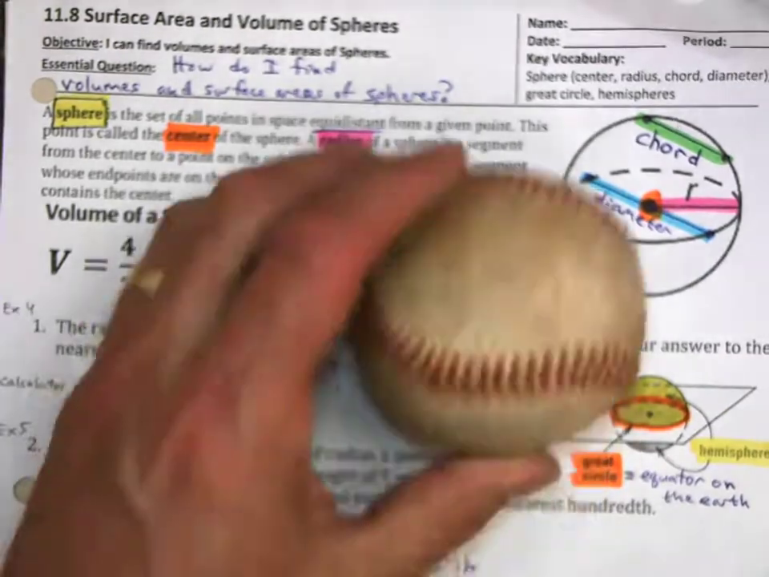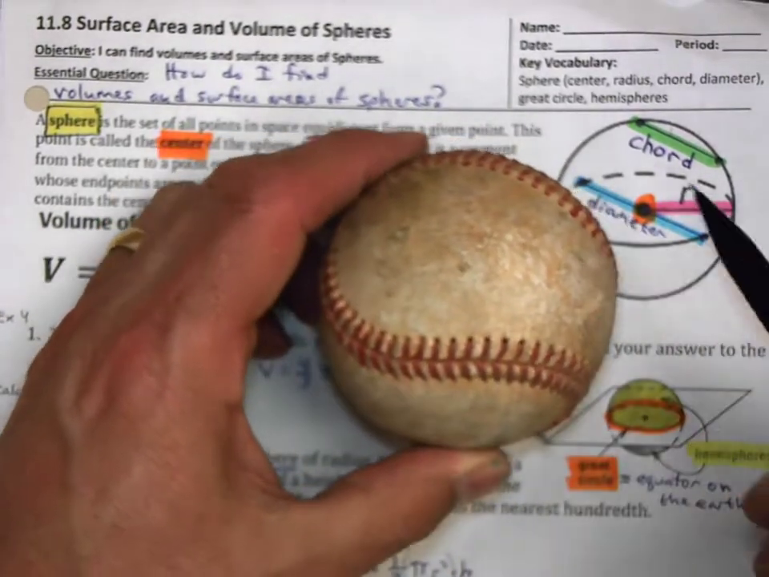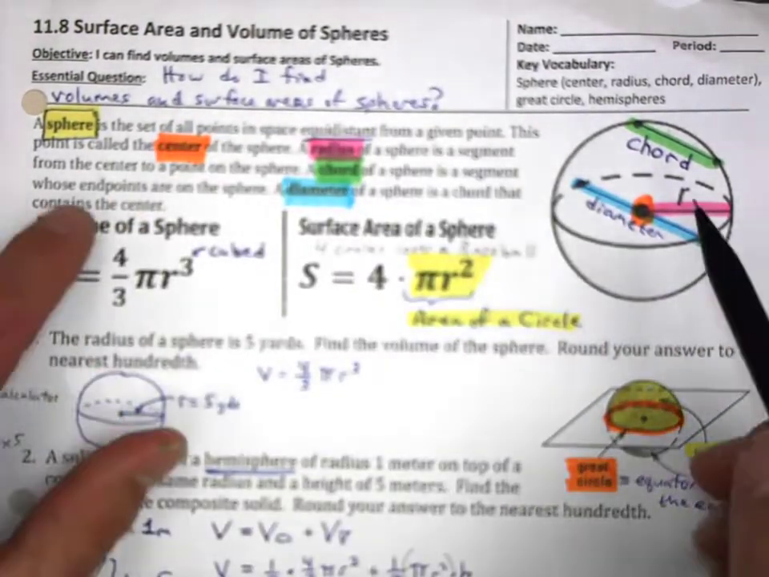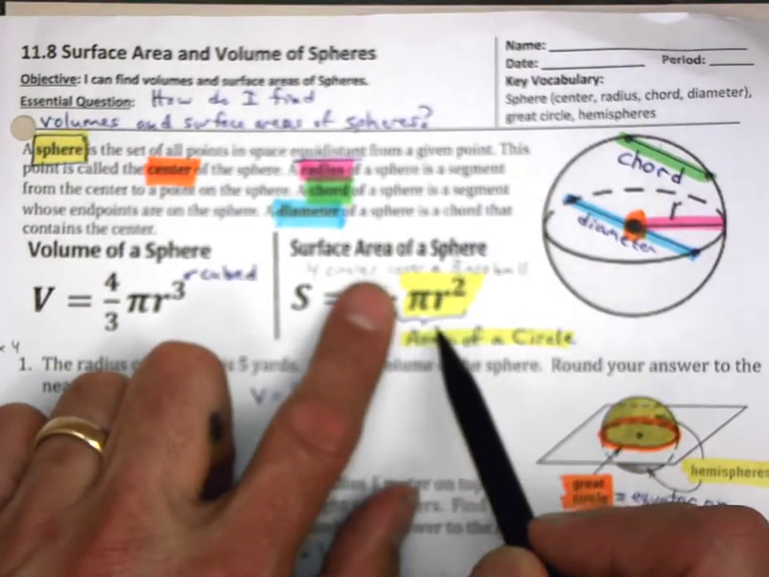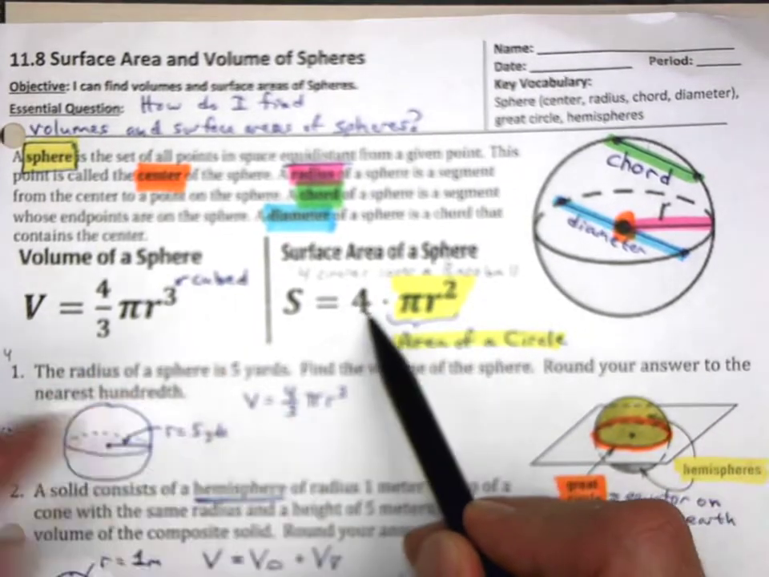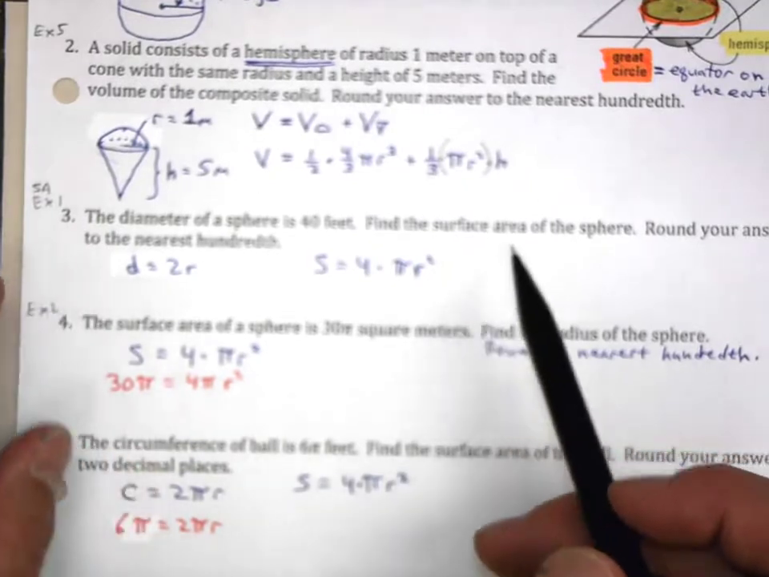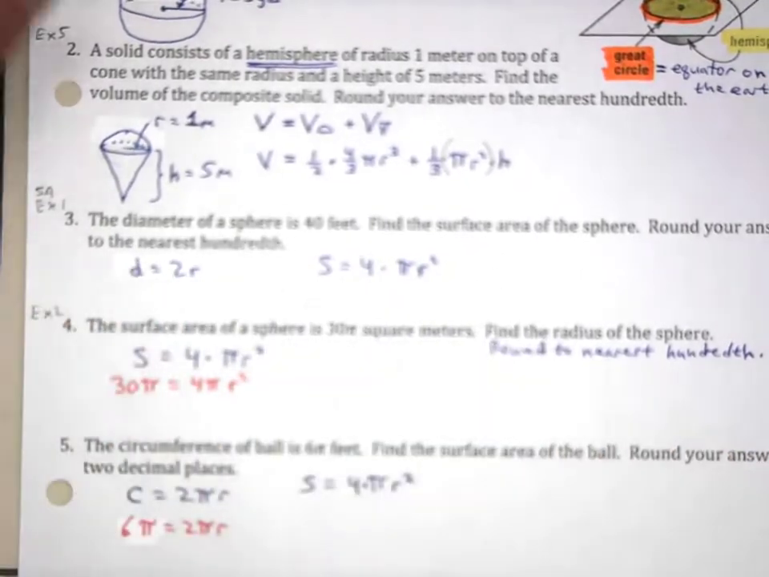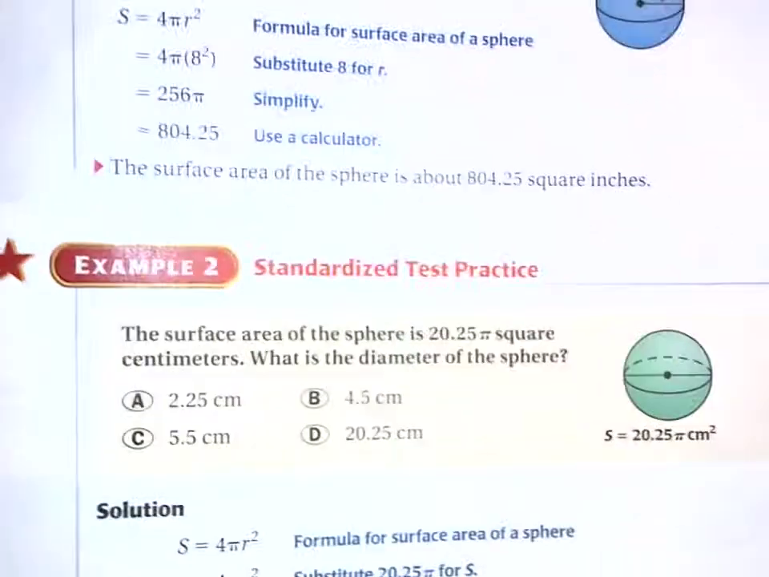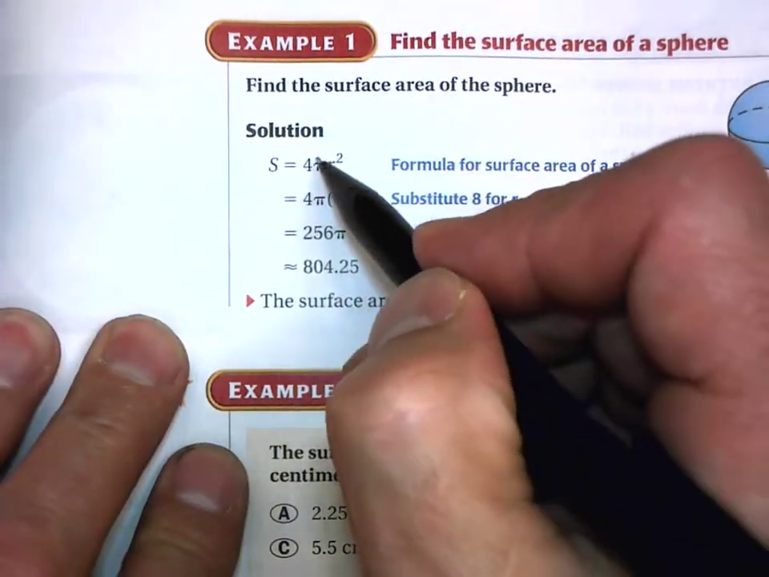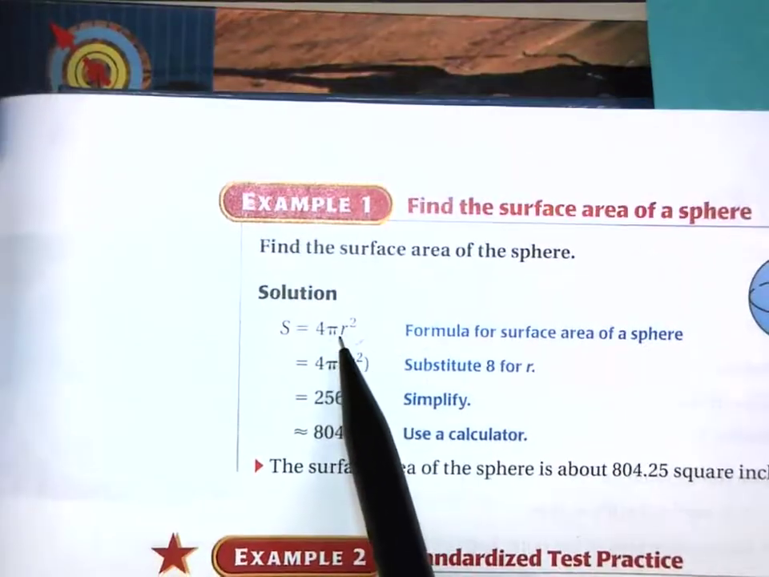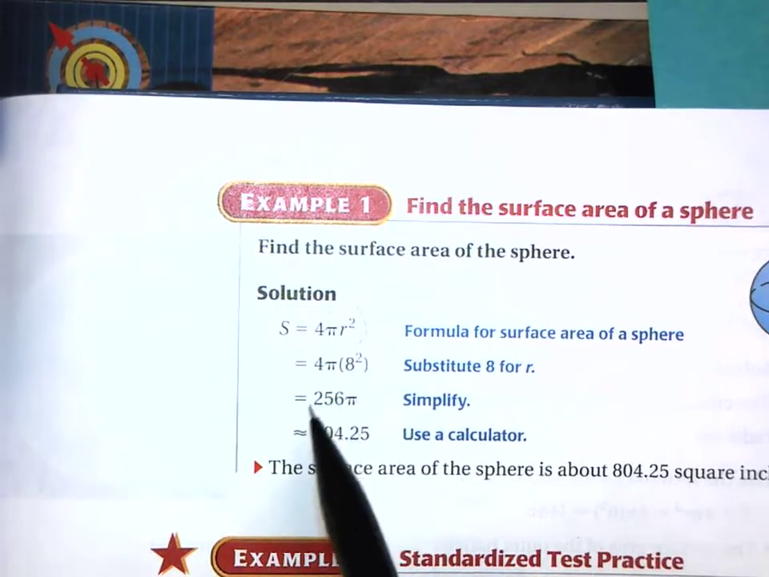So here is your baseball, and if you were to take off these stitchings, it would be approximately 4 different circles. So an area of a circle is pi r squared. Multiply that times 4. That gives you the surface area of a sphere. So to find the surface area of a sphere, all you have to do is plug in the radius. So it's 4 times pi r squared. Pi r squared is the area of a circle.